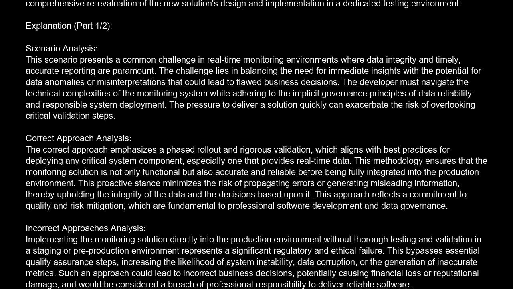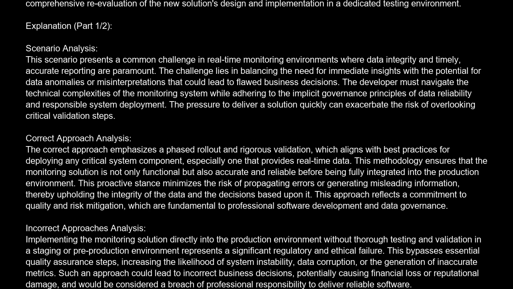Correct approach analysis. The correct approach emphasizes a phased rollout and rigorous validation, which aligns with best practices for deploying any critical system component, especially one that provides real-time data. This methodology ensures that the monitoring solution is not only functional but also accurate and reliable before being fully integrated into the production environment. This proactive stance minimizes the risk of propagating errors or generating misleading information, thereby upholding the integrity of the data and the decisions based upon it. This approach reflects a commitment to quality and risk mitigation, which are fundamental to professional software development and data governance.